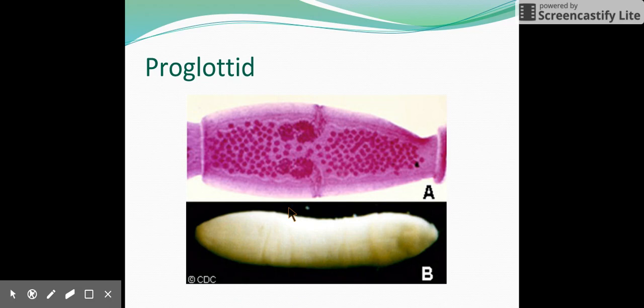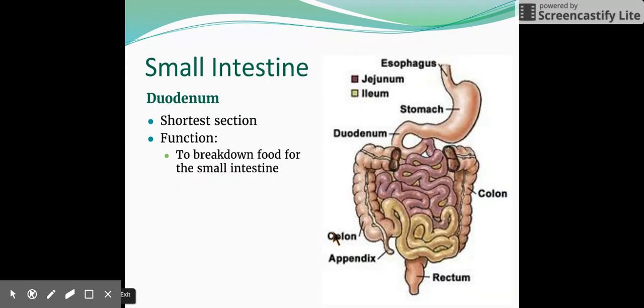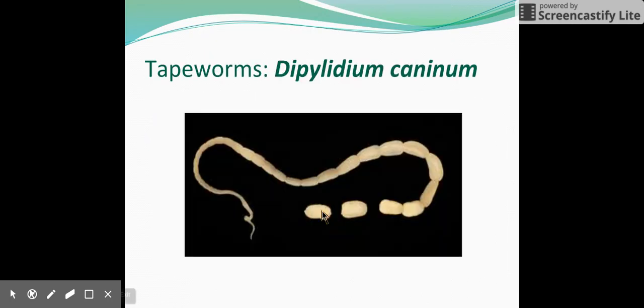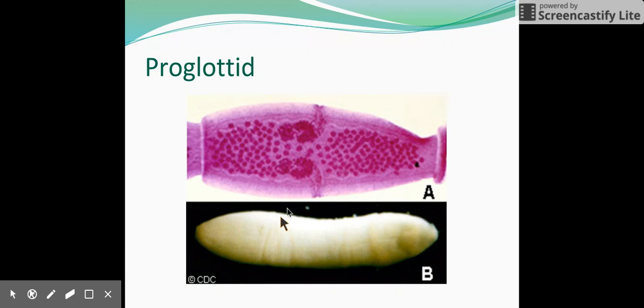Now the proglottid. The proglottid is the little segment. And if you look at our Diplodium caninum, you can see the proglottids here have broken off. The proglottids are what we call those little segments of the tapeworm.